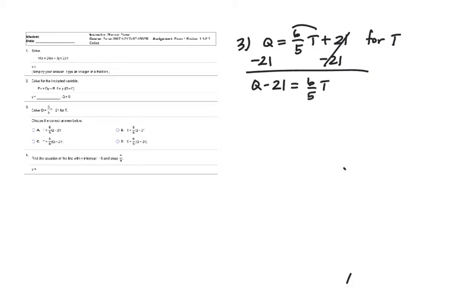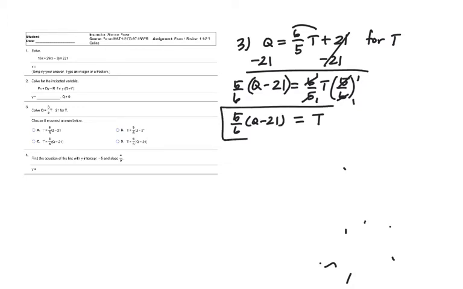And then to isolate the t, since 6/5 is multiplied, we can either divide by 6/5 or multiply by the reciprocal. So let's do that. So we'll multiply both sides of the equation by 5/6. Okay. So on the right side, the 5's will cancel and the 6's will cancel. So we have t, or 1 times t, is equal to 5/6 times the quantity q minus 21.